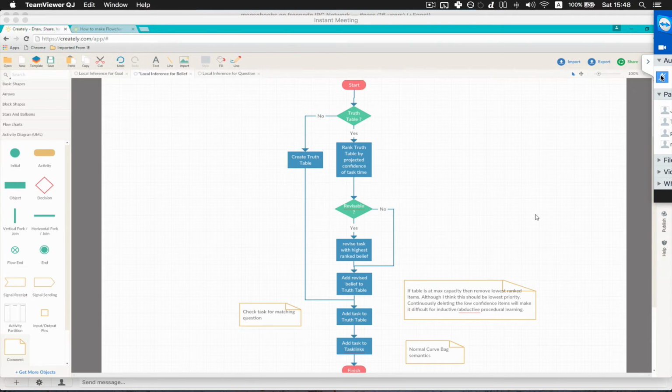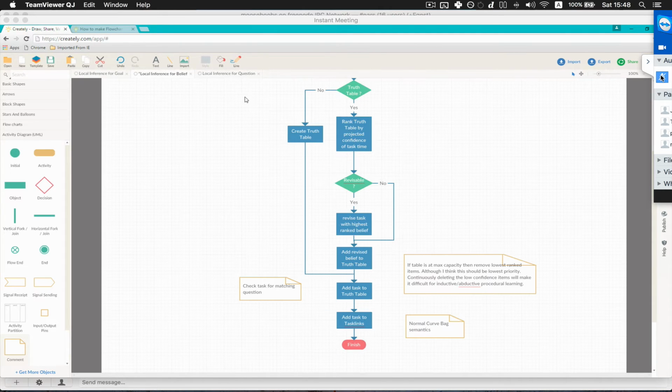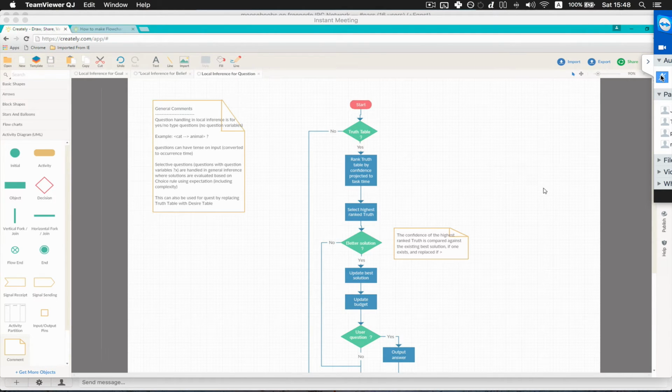And then, sorry, I was going to say that this is the same for quest, by the way, isn't it? Except the difference is that you're using a desire table instead of a truth table. Otherwise, it's exactly the same, presumably. I agree. Okay. And so this check should probably... It's the other half of this, isn't it?